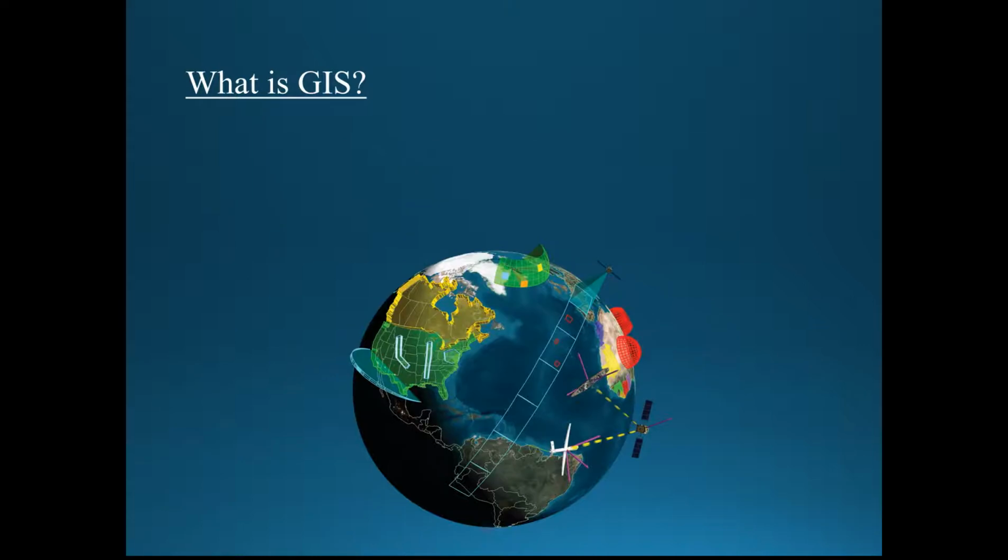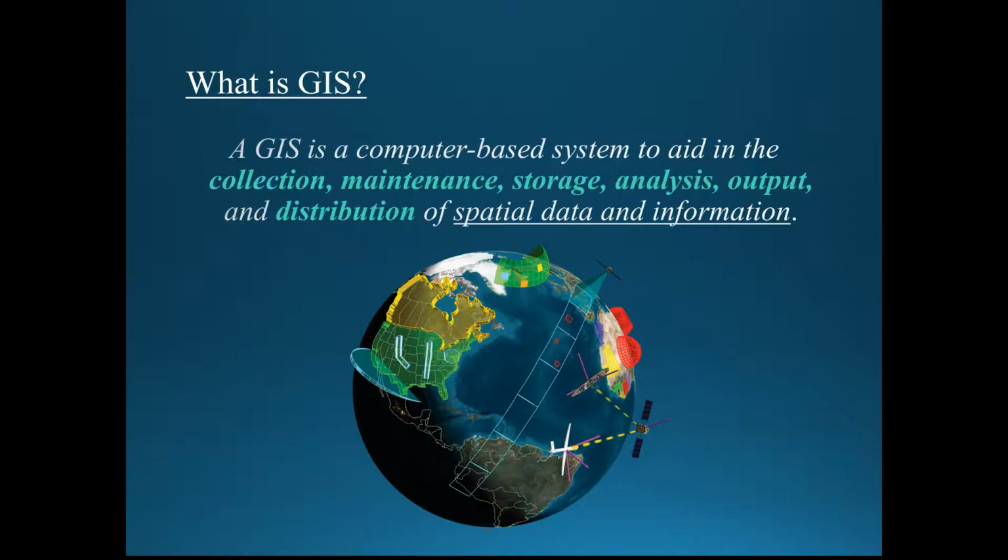All right, so what is GIS exactly? Of course, there has to be a definition somewhere. So a common definition for a geographic information system is a computer-based system to aid in the collection, maintenance, storage, analysis, output, and distribution of spatial data and information. An important difference between the information technologies and the geographic information systems is the addition of the spatial attributes and tools to the existing data, and sometimes exclusively spatial information. Today, spatial data is exploited by almost every single industry that exists.